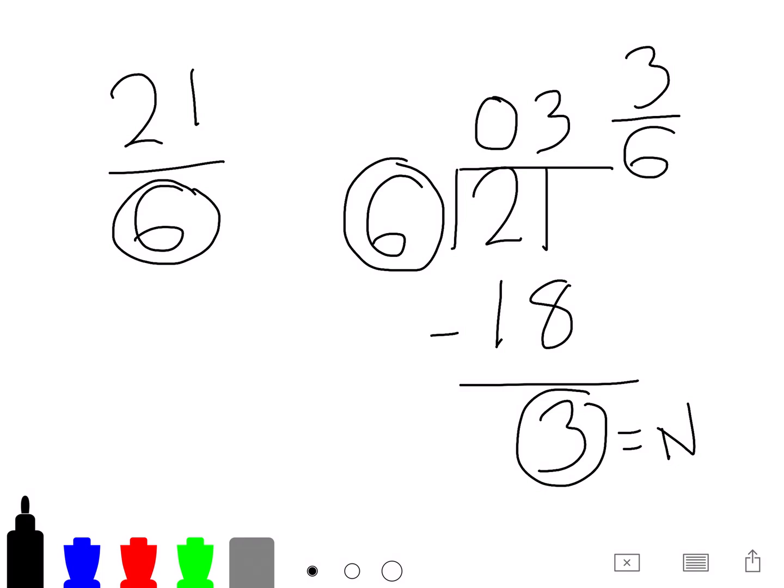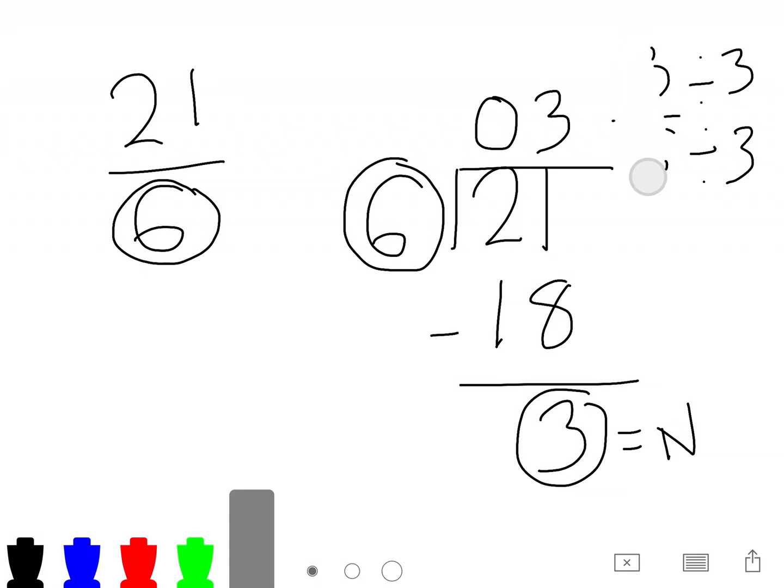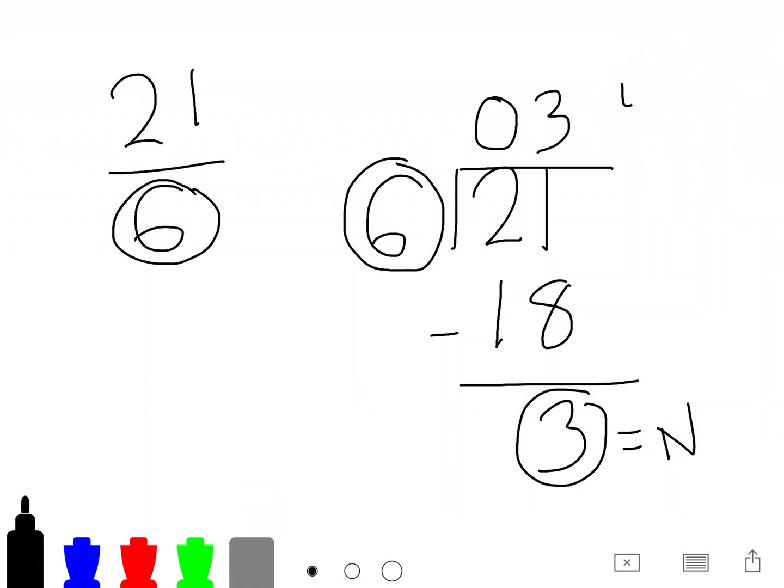Now I'm wondering if any of you guys spotted that you can actually reduce this fraction. There is a factor that goes into both of those numbers, 3 and 6. Can you spot it? Well, it's going to be 3. We can divide 3 by 3, and we can divide 6 by 3. And of course, that new answer is going to be 1/2. So I'm just going to erase this to make a little room. And my final answer is going to be 3 and 1/2.